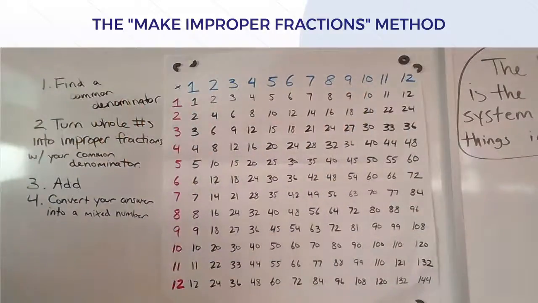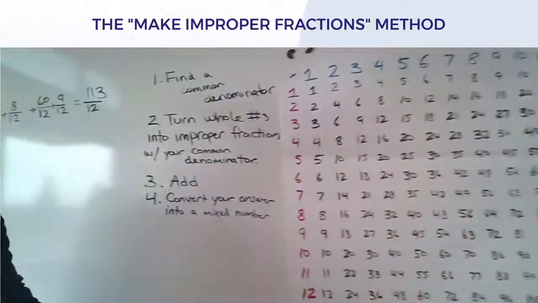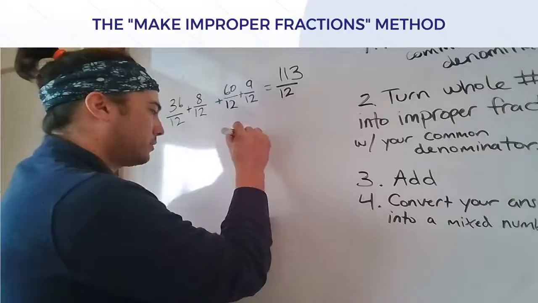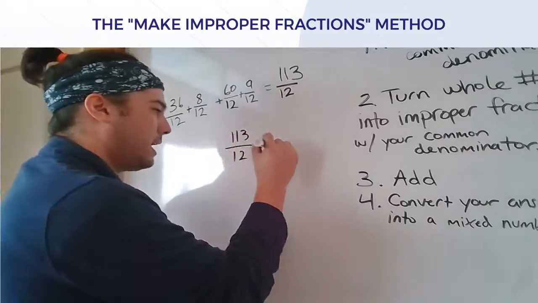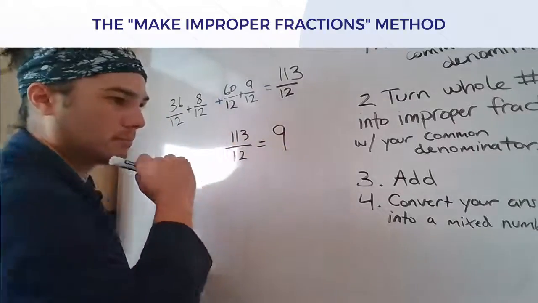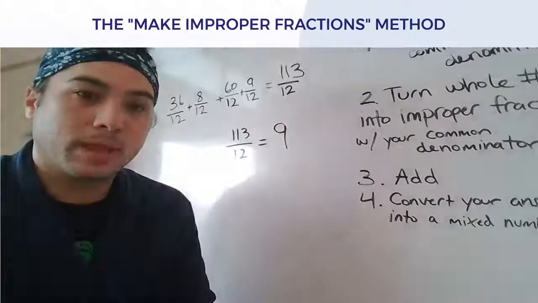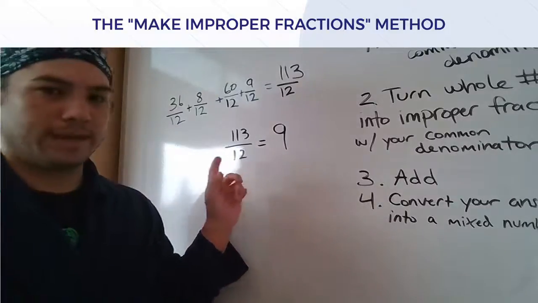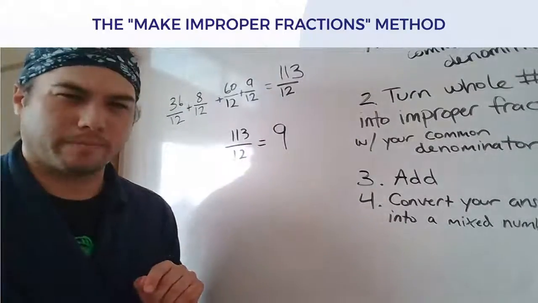So 108 twelfths equals, if we follow this all the way up, 108 twelfths equals 9. So I know my answer, I know we're moving around a lot today, my answer, so 113 twelfths, is going to be 9 and something. So I need to know how many twelfths equals my 9 so I can figure out my remainder.